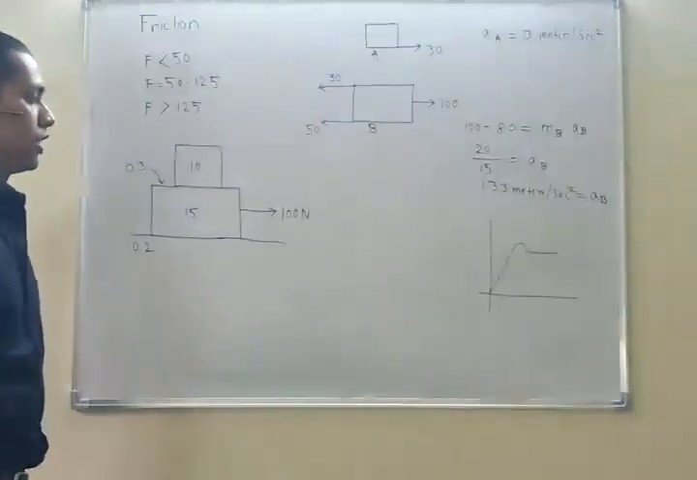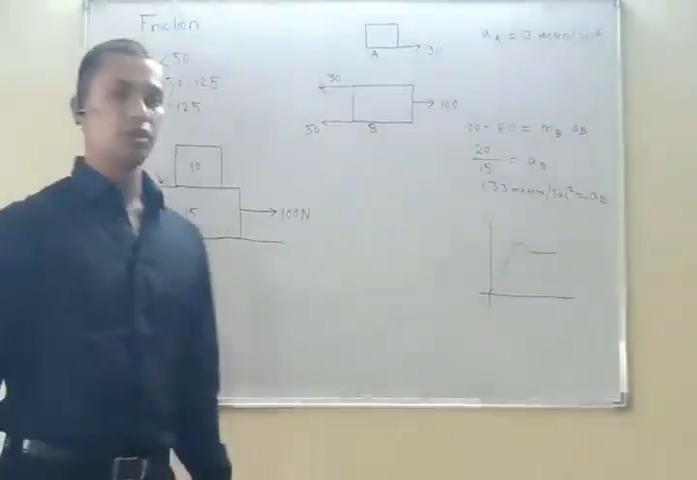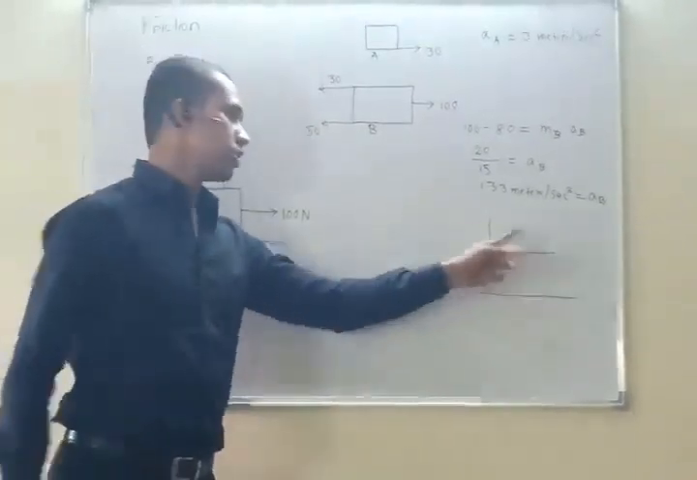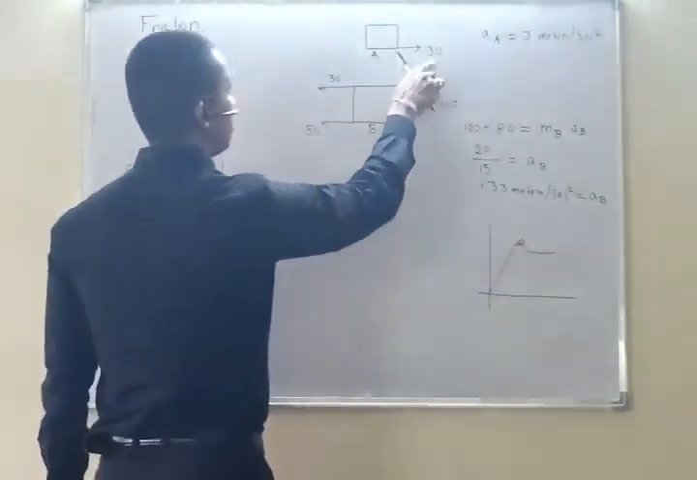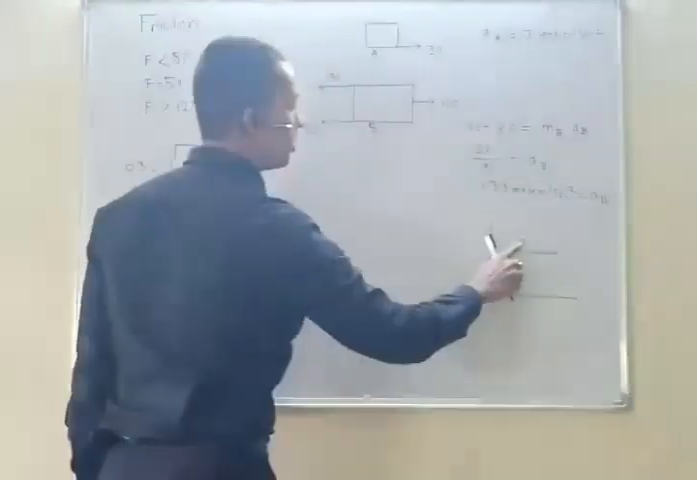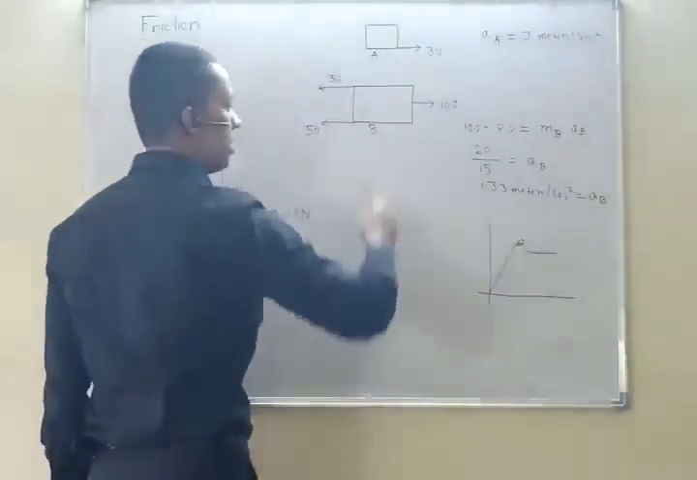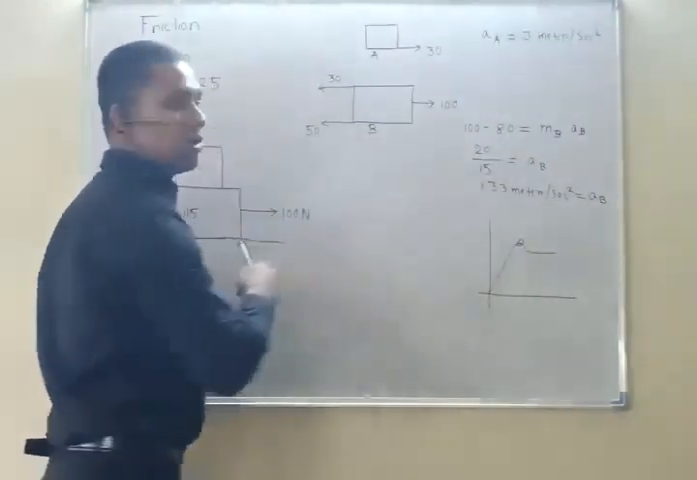What I want to say is static friction can be a variable thing and dynamic friction is a constant. Friction limiting is in here. In our case, the limiting frictional force is 30. It means this is 30. But any value of force less than 30 can be a variable.